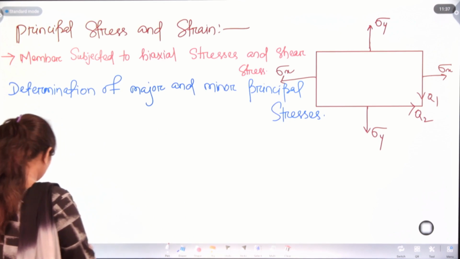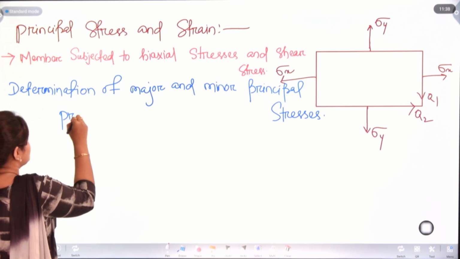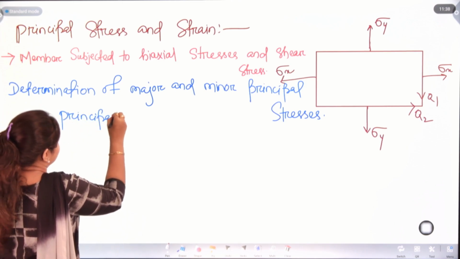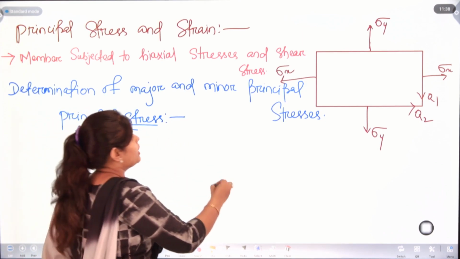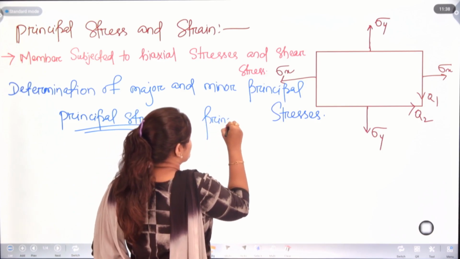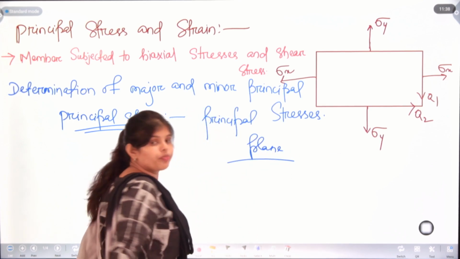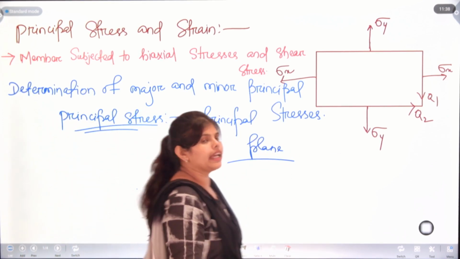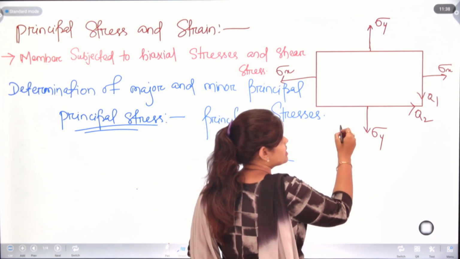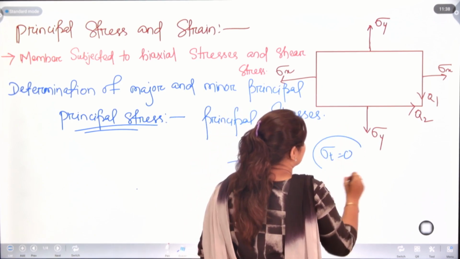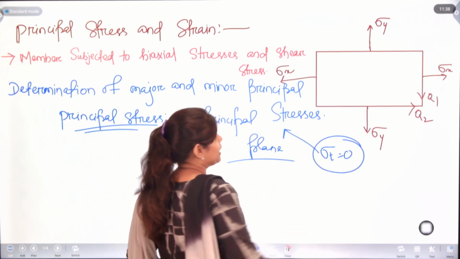As we have already known, to find out principal stress, what do we need? We need the principal plane. So what is a principal plane? If in case of any object or any member, the shear stress or tangential stress becomes 0, then we will term that plane as principal plane.